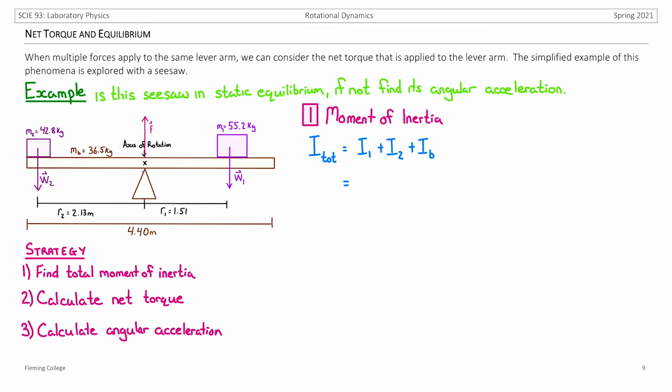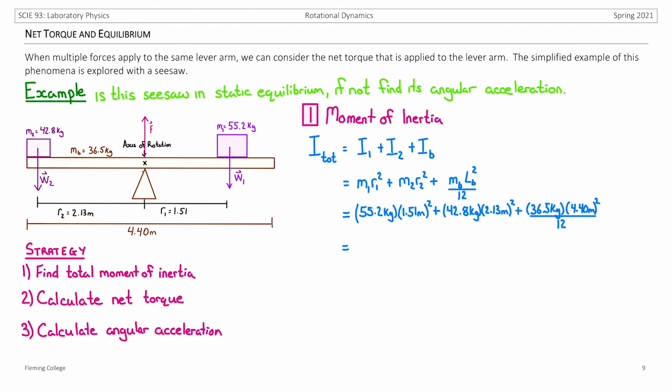If we substitute the formulas for a particle at a known distance for each of mass 1 and 2 and the thin rod for the beam and substitute our values, we get a value of 378.927. That's a lot of information. We're going to reuse this, so let's store it in our calculator in memory bank A. Let's calculate the net torque now.